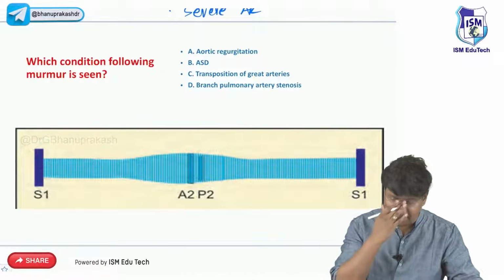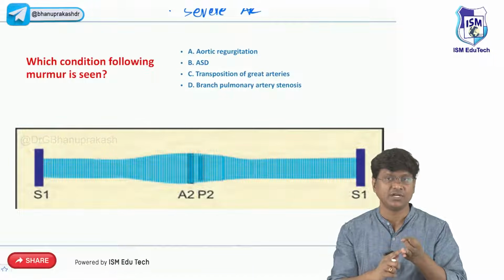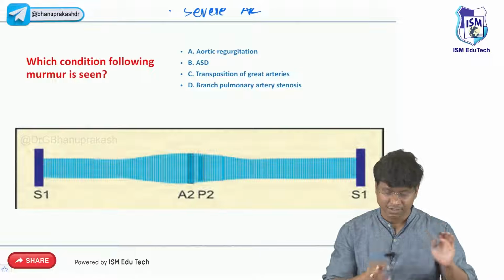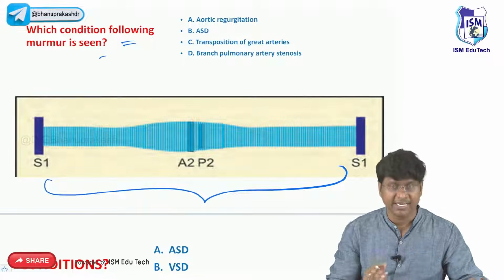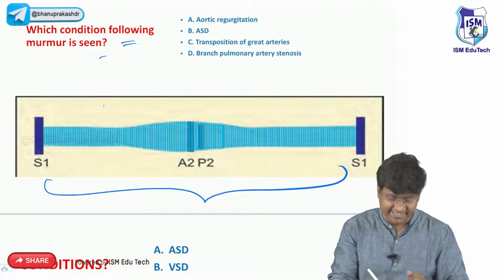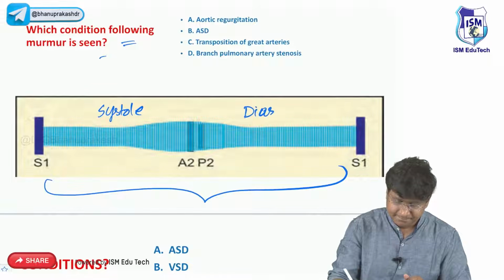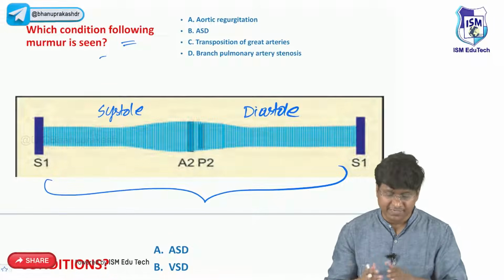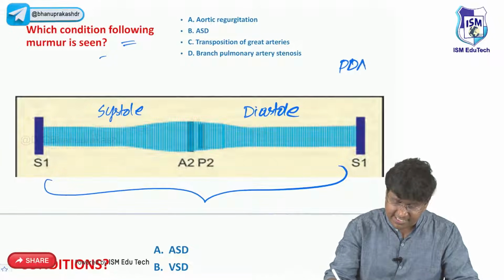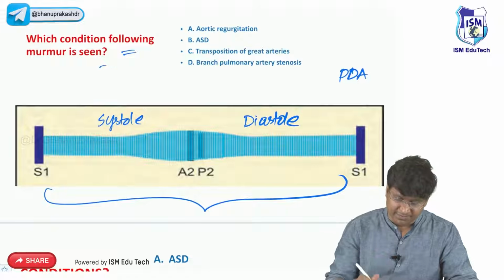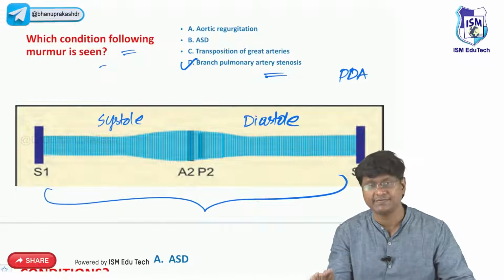Then the next important topic is regarding the murmurs: the conditions where you have continuous murmurs, systolic murmurs, diastolic murmurs, and named murmurs. Which condition is which murmur seen in? In a continuous murmur, you have turbulence across your systole, that is between S1 and S2, and across your diastole. Where do you have continuous murmurs? You have them in patients with a patent ductus arteriosus, and also in branch pulmonary artery stenosis.